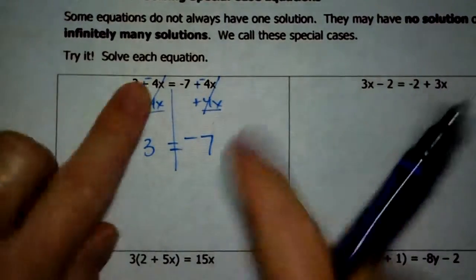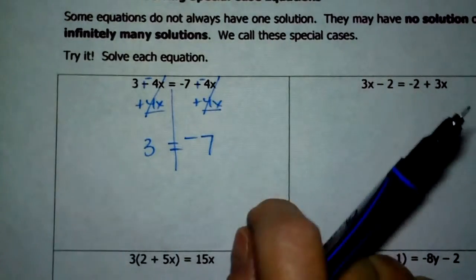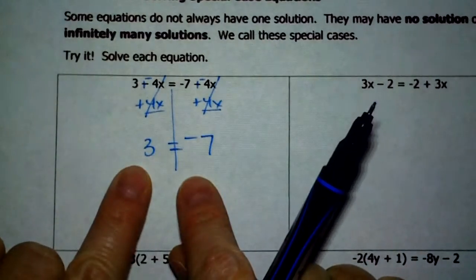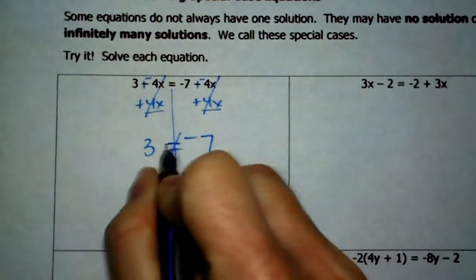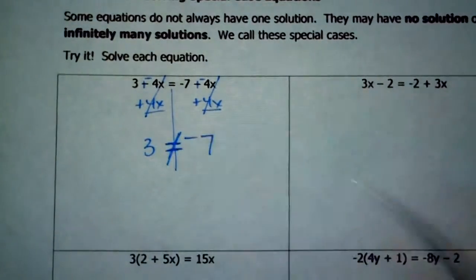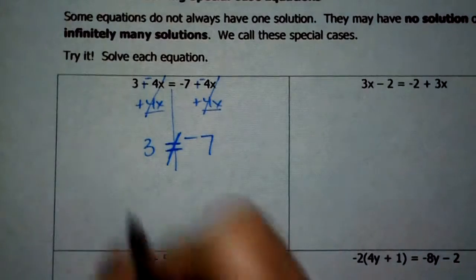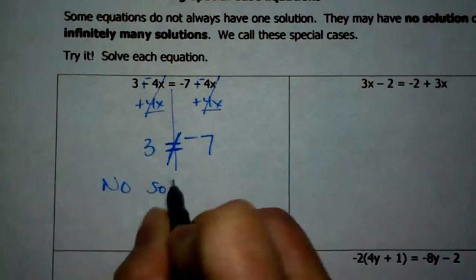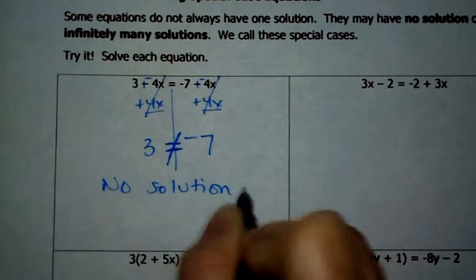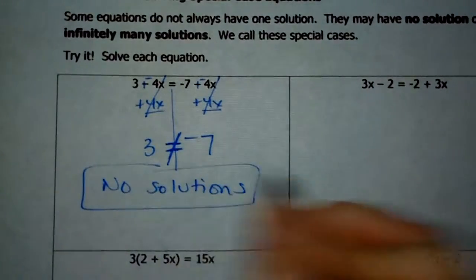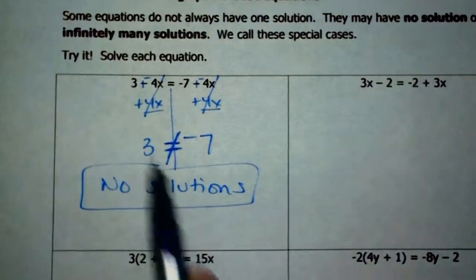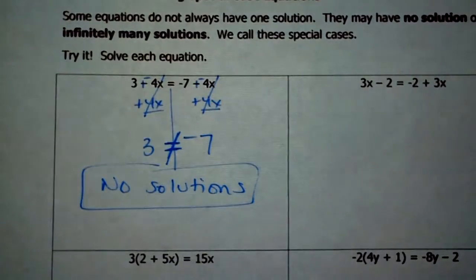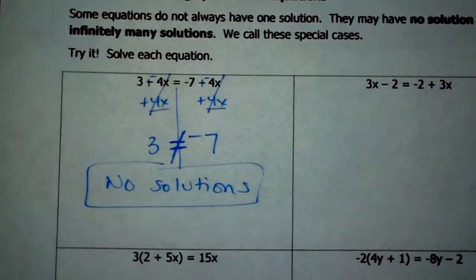So if the variable term cancels itself out on both sides, and you're left with a statement that is not true, so I'm going to put this little slash through the equal sign. This means it's not equal to. If you end up with a statement that's not true, that means there are no solutions. Yes, write those words out. I know you want to know. No solutions to this. That means there is not a number I could plug in for x that would make this equation true. They can never be equal. This side can never equal that side.